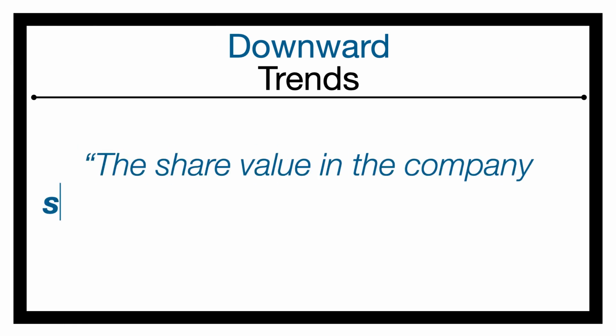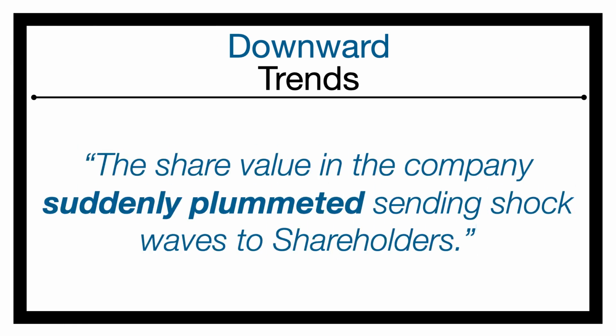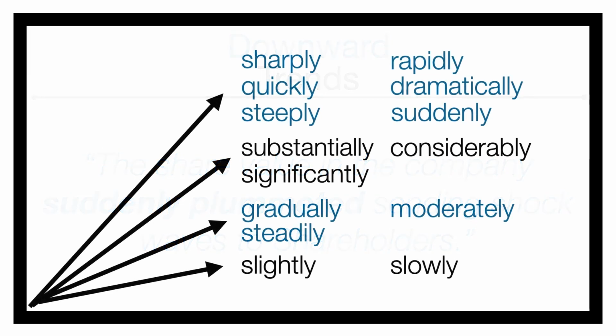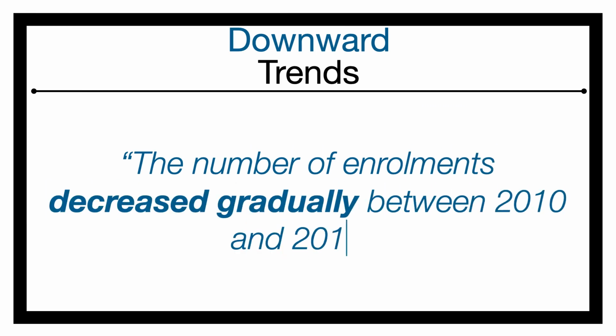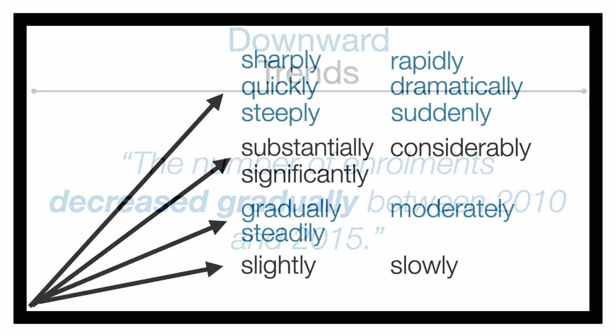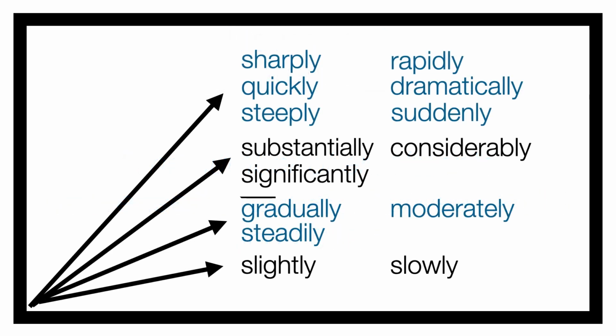The share value in the company suddenly plummeted, sending shockwaves to shareholders. And on the intensity diagram, suddenly the intensity is very high. The number of enrollments decreased gradually between 2010 and 2015. Gradually, where is it on the intensity diagram? And it's quite low.